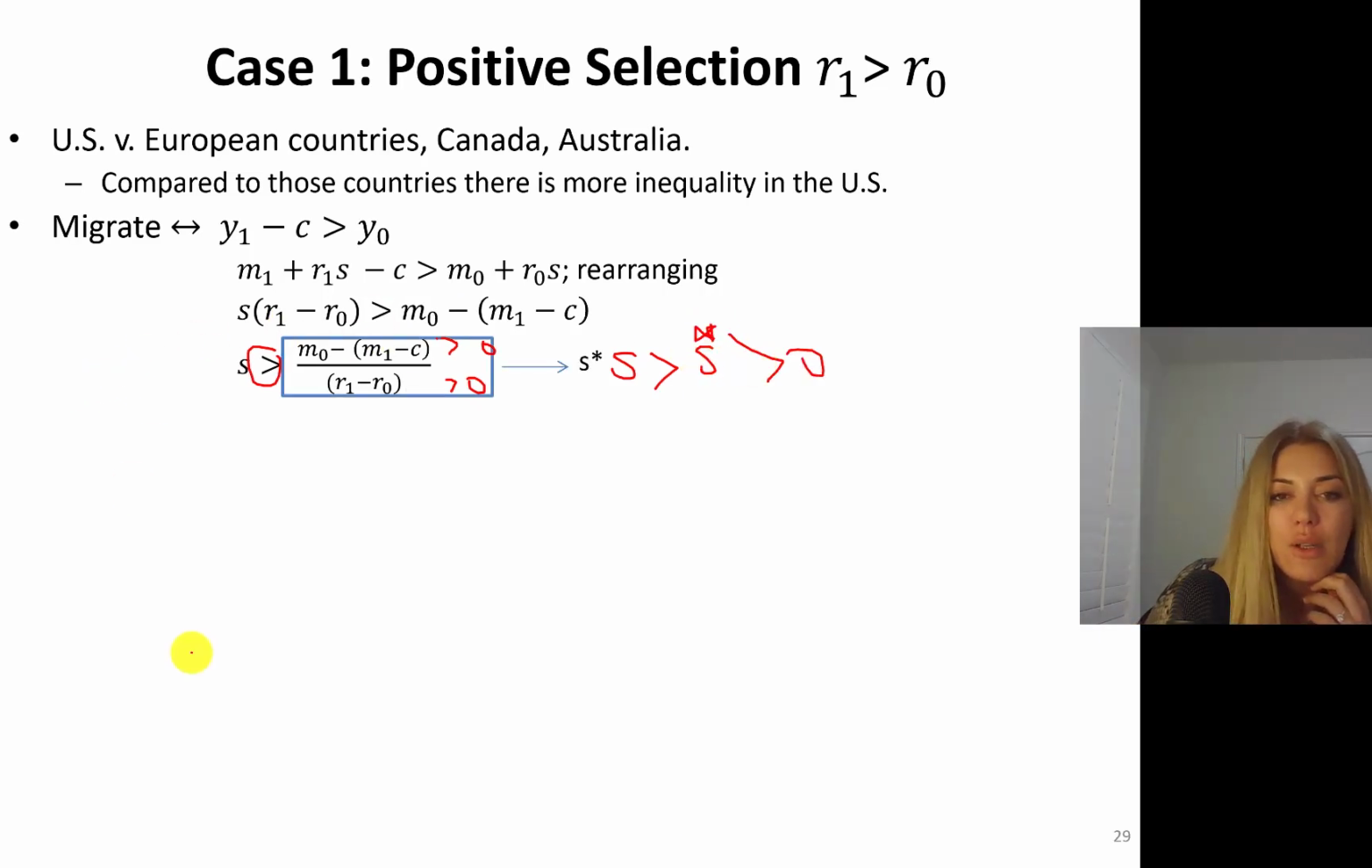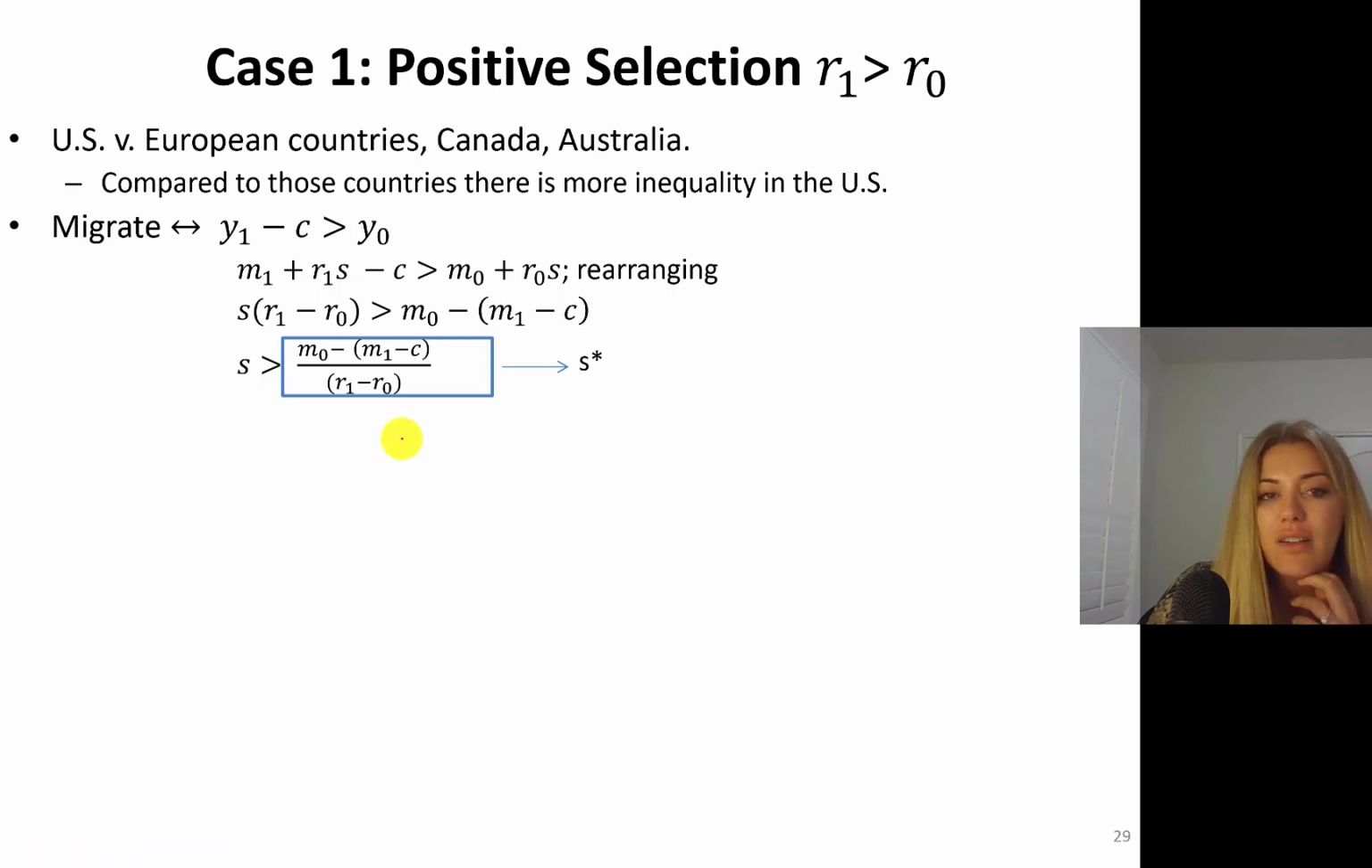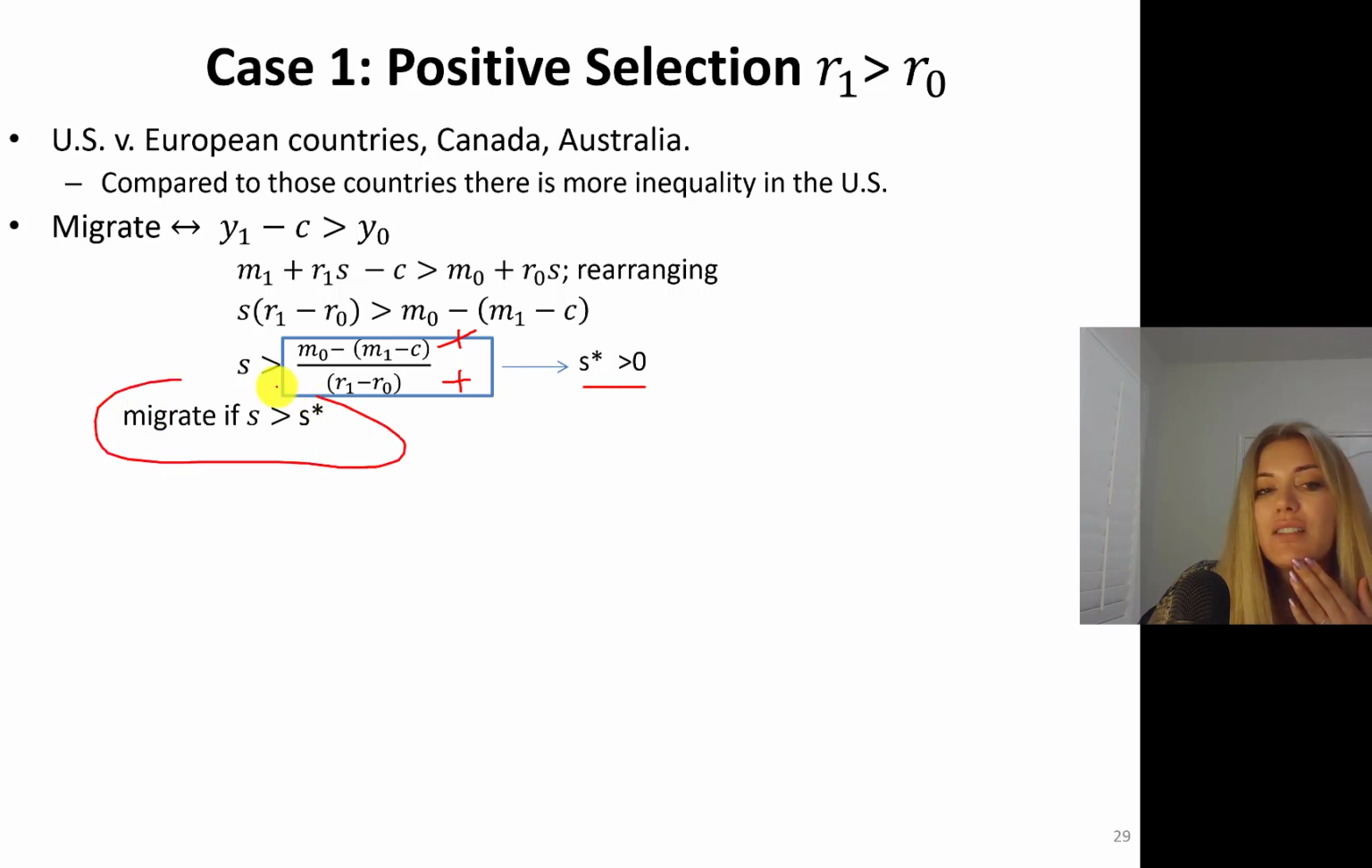So this whole right-hand side, we're going to call S star. And we know that it's greater than 0, because the numerator is positive and the denominator is positive. Positive divided by positive is positive. So you're going to migrate if your skill level is greater than some positive skill level.